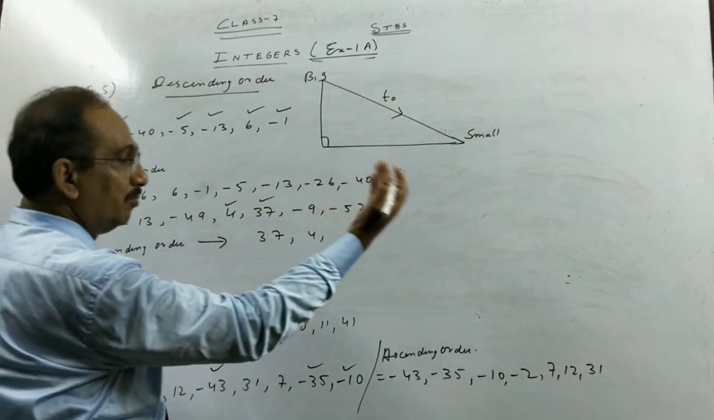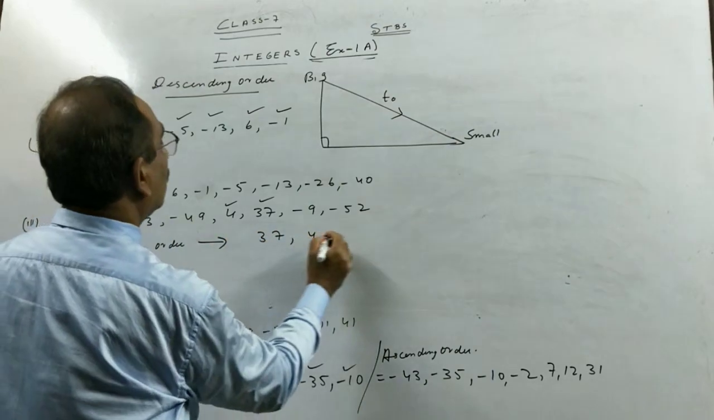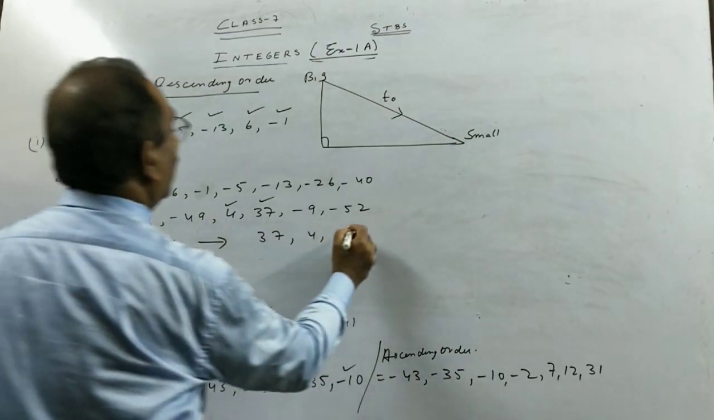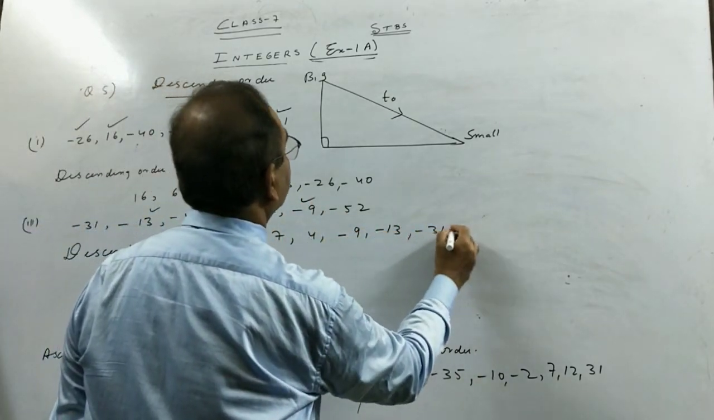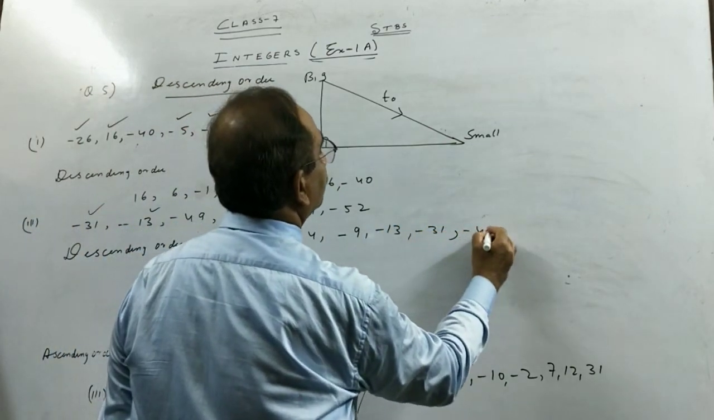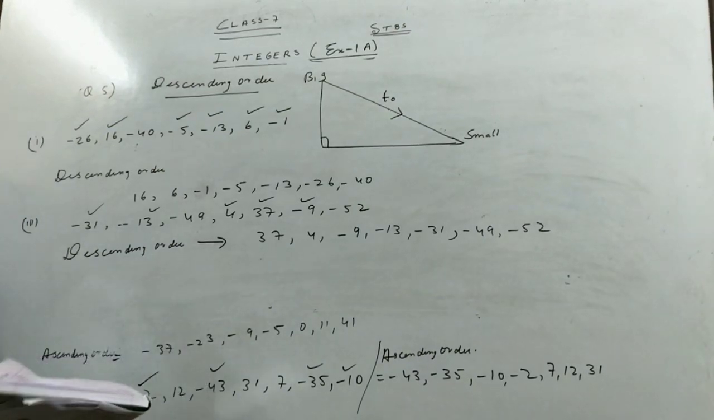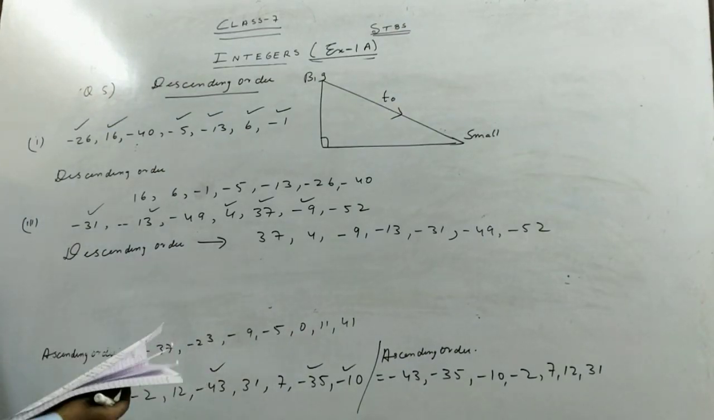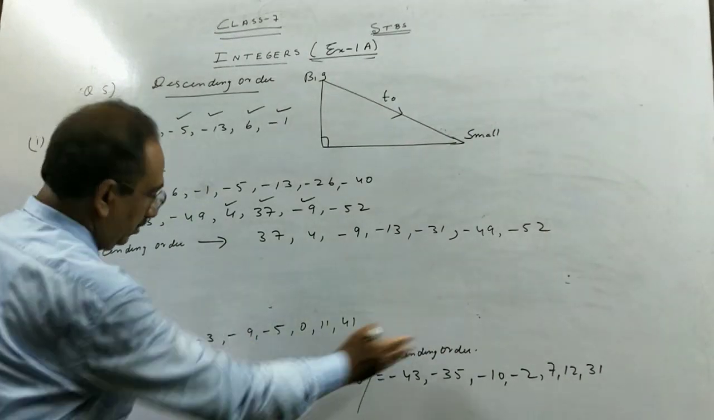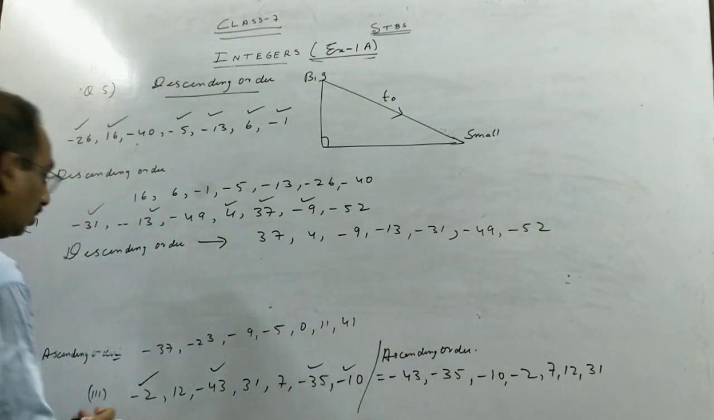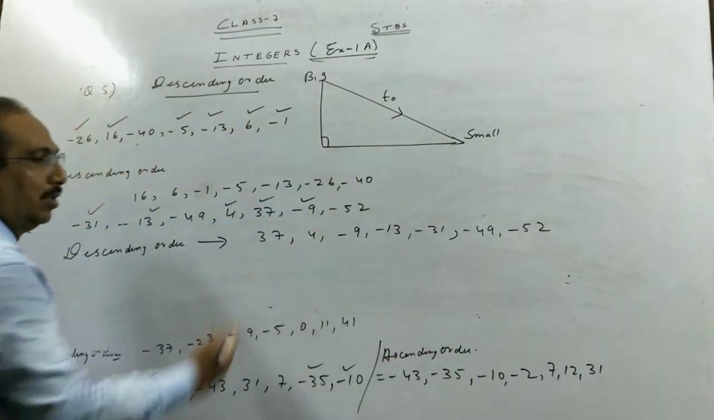Then next, we are coming from right to left, because the bigger one is to the right on the number line. Minus 4, minus 9, minus 13, minus 31, minus 49 and minus 52. So what we see here is ascending and descending order. In ascending we go from small to big, and in descending we come from big to small.